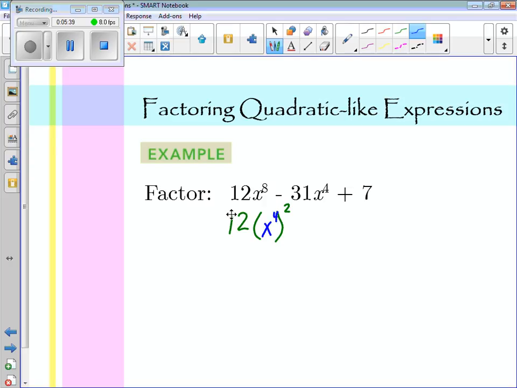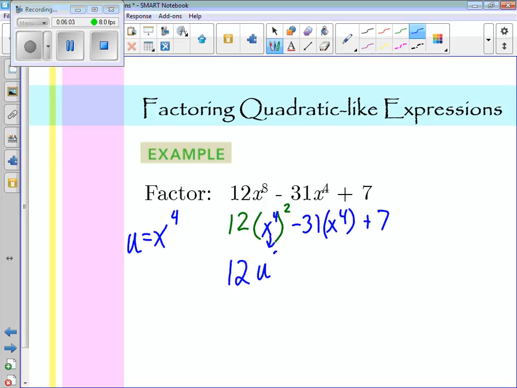So I'm going to take a variable, let's say u this time instead of a. You can always use a. I'm going to say u is equal to x to the 4th. So we have minus 31. We already have an x to the 4th here, so that's going to get replaced. Substituted. So instead of x to the 4th, we put u.